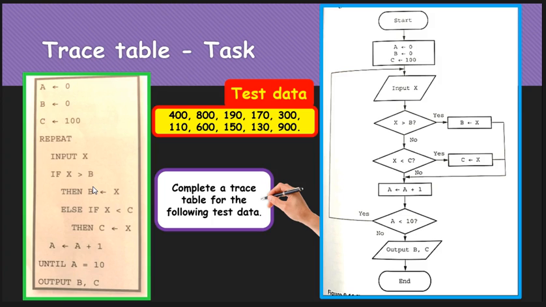Okay, so the trace table task. We've got the two trace tables. We've got the pseudocode and the flowchart, both exactly the same. What I want you to do is have a go at creating a trace table using this test data. So have a go. Pause the video for a bit whilst you're having a go. I'll give you a couple of seconds just to complete a trace table for the following test data.